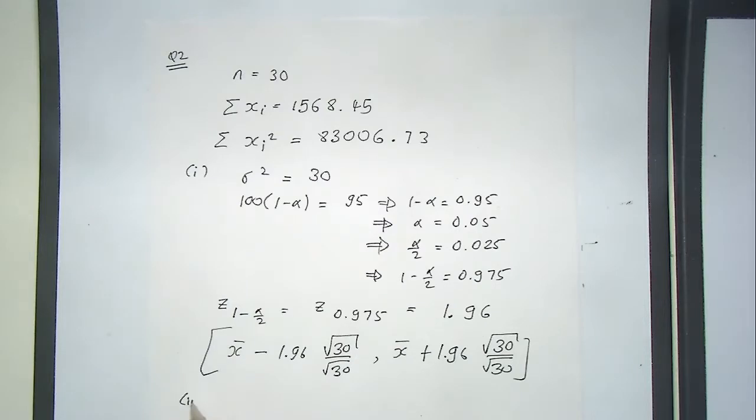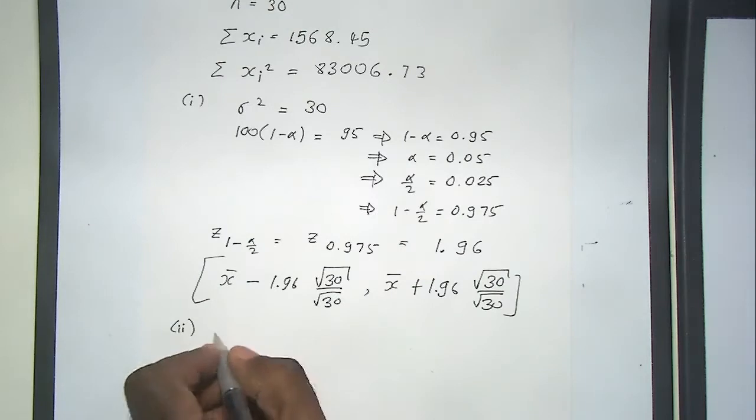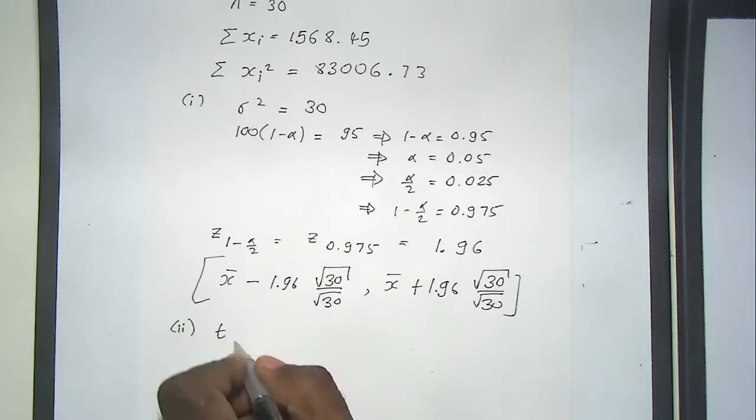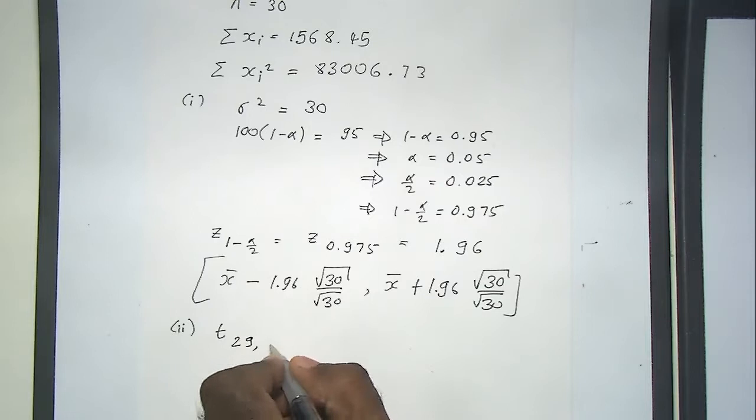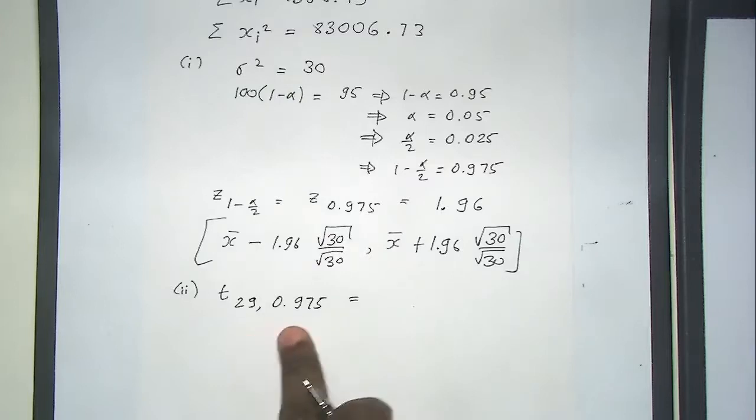Part 2. In part 2 of the same question, you are asked to find the confidence interval when sigma squared is not known. Are you guys okay with this? Any questions? Hello? Are you guys okay with this? Alright, you're asked to find the confidence interval when sigma squared is not known. So for that, you first need to find the quantile t with n minus 1, which is 29, and alpha by 2, which gives 0.975. I'm sure you know by now how to read this.